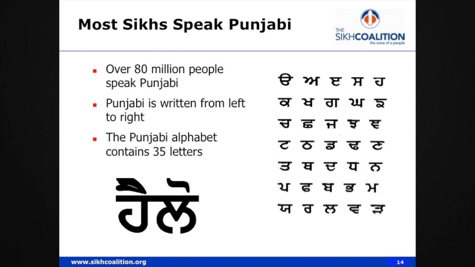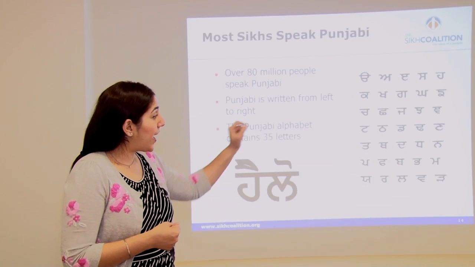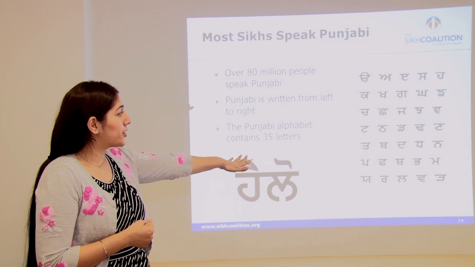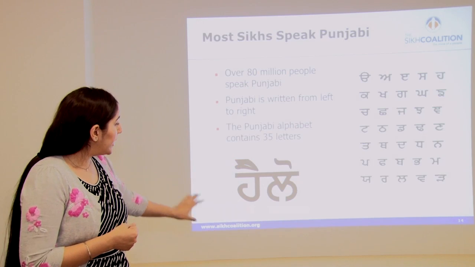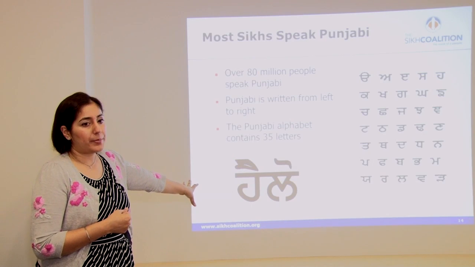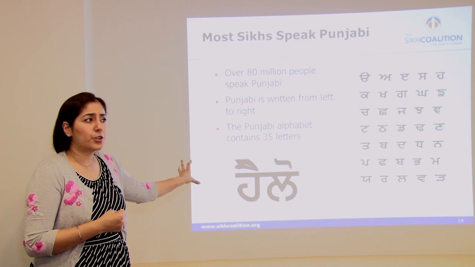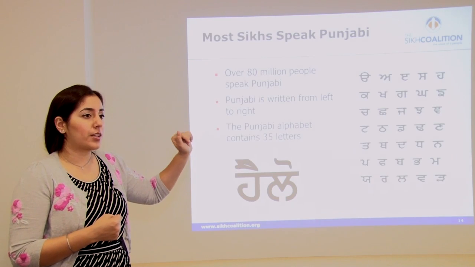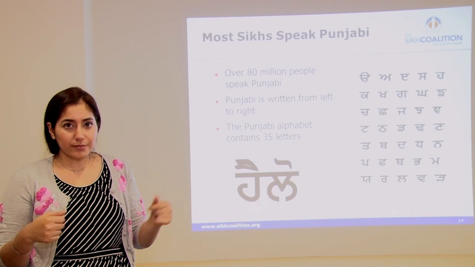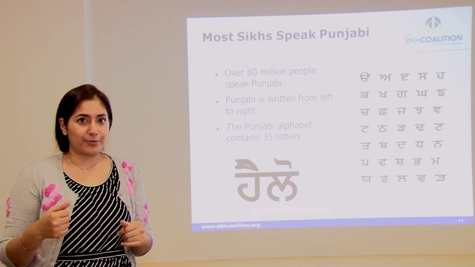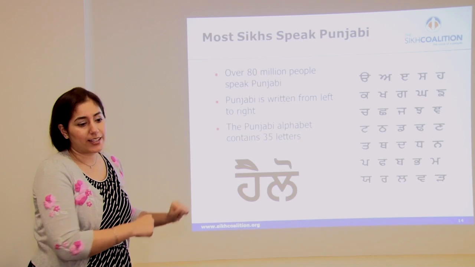In fact, over 80 million people in the world speak Punjabi. And it's written from left to right, just like English is. But unlike English, it has 35 letters, and as we know, English only has 26. So that is the script. You can see what the letters look like on the right-hand side. And here, I've just written a word in Punjabi to demonstrate the difference between Punjabi and English. This is a common greeting that you would say to someone if you saw them for the very first time that day. And then they should respond with hello, and you'll notice that it doesn't look like H-E-L-L-O.